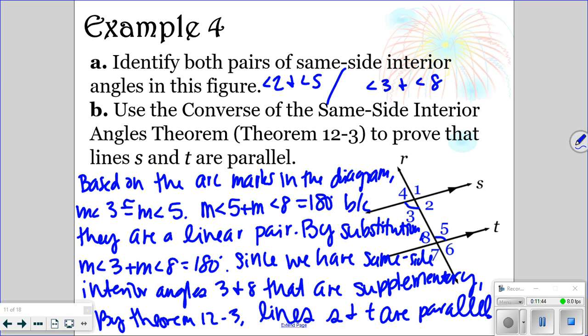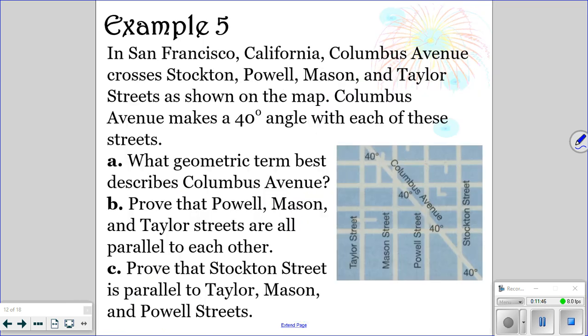Okay, so now we're going to look at another example. In San Francisco, California, Columbus Avenue crosses Stockton, Powell, Mason, and Taylor Streets as shown on the map. Columbus Avenue makes a 40-degree angle with each of these streets. What geometric term best describes Columbus Avenue? Well, it is a transversal. Now we want to prove that Powell, Mason, and Taylor Streets are all parallel to each other.